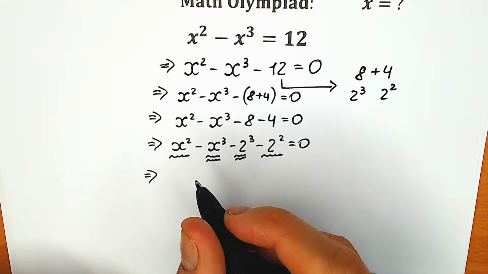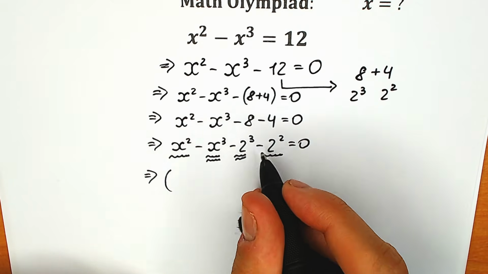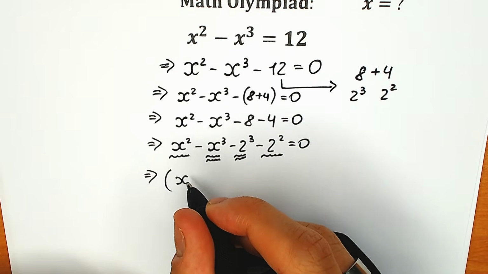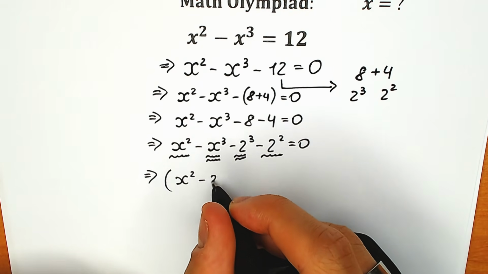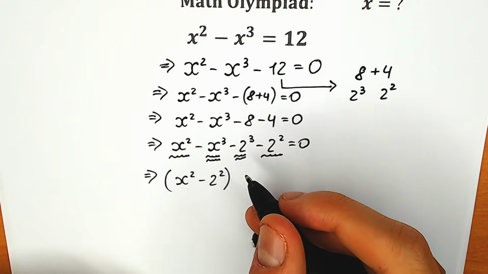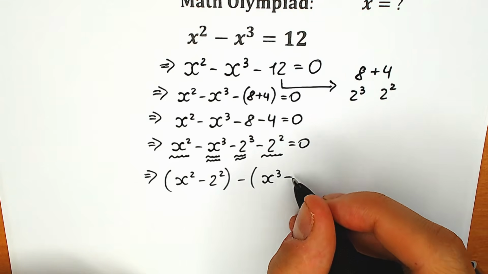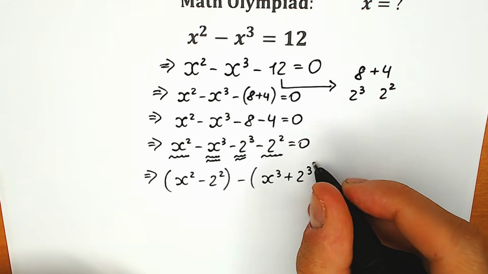First of all, let's group our second powers. So we have x squared minus 2 squared in the first parenthesis. And this one we're going to group as well. So as a result, we have minus x cubed plus 2 cubed equal to 0.